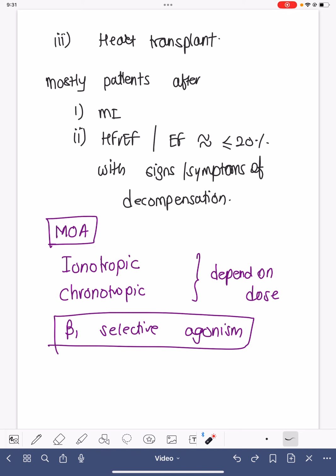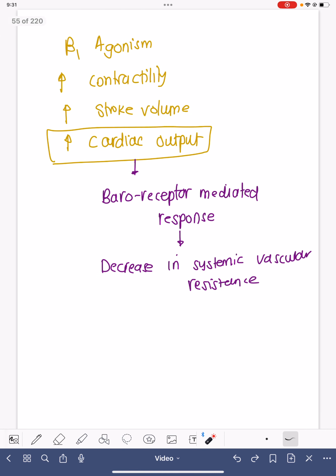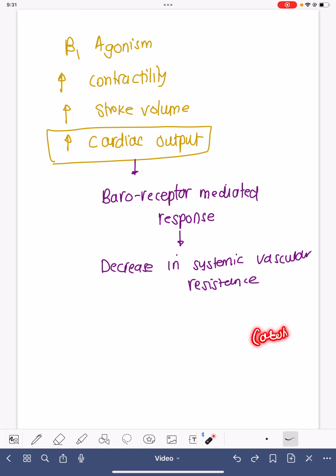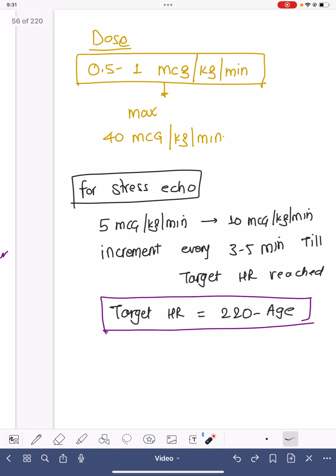We must know that dobutamine has selective beta 1 agonism, so it only and only acts on beta 1 receptors. This beta 1 agonism is responsible for increasing contractility, increasing stroke volume, and increasing cardiac output. As soon as there is cardiac output improvement, the baroreceptors are activated, because there is increase in blood volume that is pushed, and this excess blood volume is sensed by the carotid sinus, so then it reduces the systemic vascular resistance.